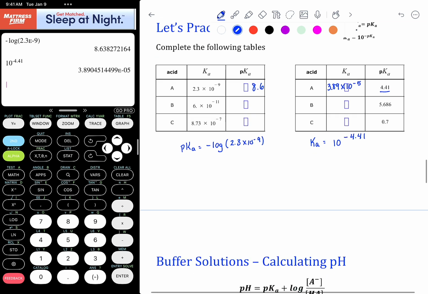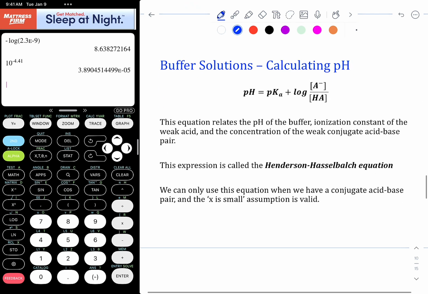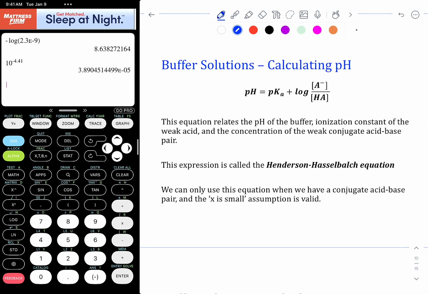So now that we know about pKa, we can go back to talking about our Henderson-Hasselbalch equation and using that to calculate pH. So the Henderson-Hasselbalch equation is the pH is equal to the pKa plus the log of the conjugate base concentration over the acid concentration.